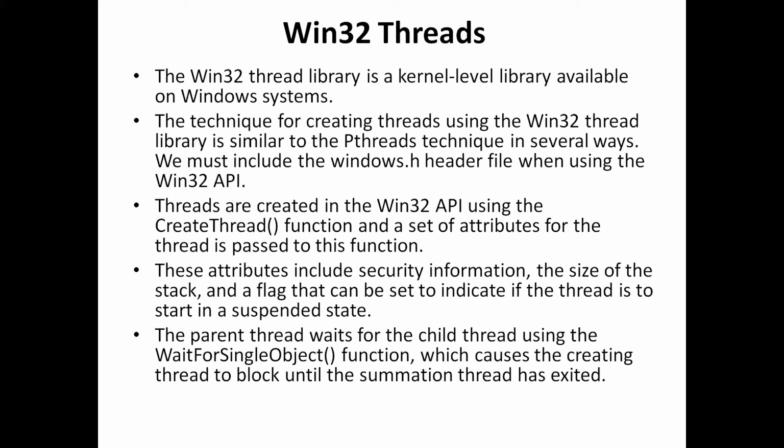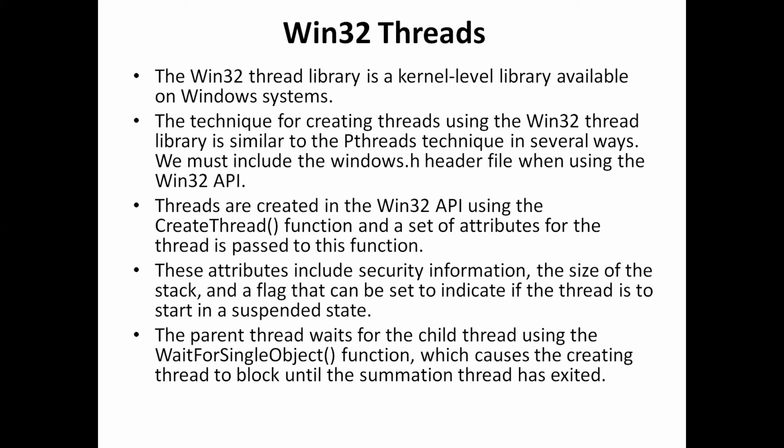If we are using Win32 API, we need to include the windows.h header file. Next, threads are created in Win32 API using the CreateThread function. Using the CreateThread function, we create a thread, and a set of attributes for this thread is passed in this function.